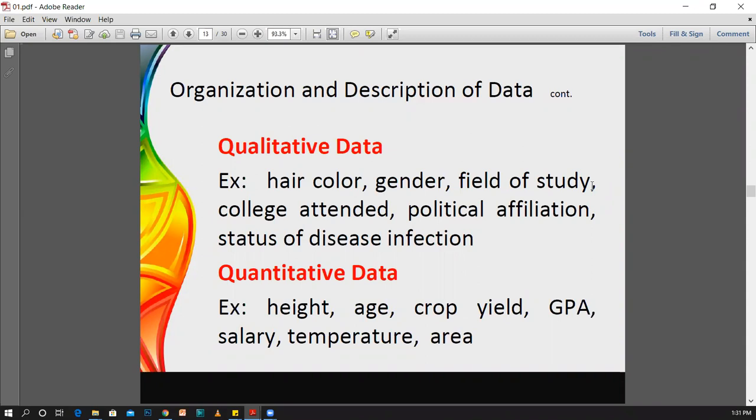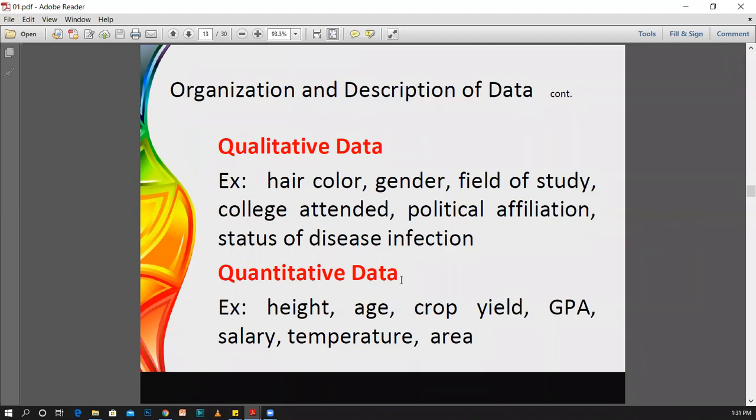Therefore, rather than having numeric values, you may have names, or observations based on some quality. And then college attendant: if I ask about your school, you may not say 1, 2, 3, 4, likewise. You may say your college name. Same for political affiliation and status of disease, infection, whether it is infected or not infected.